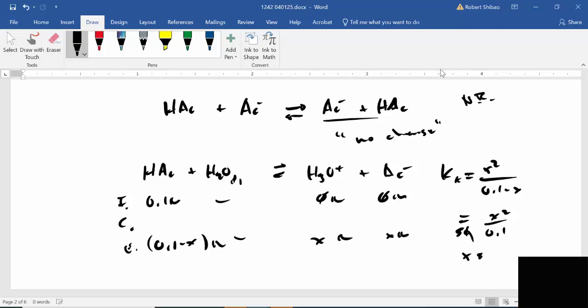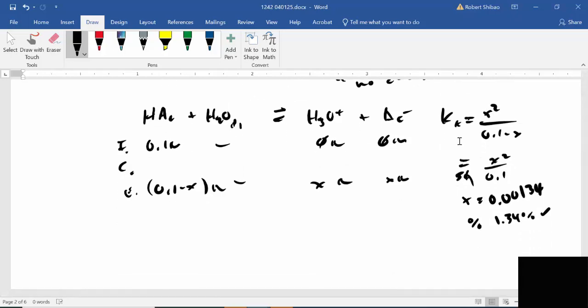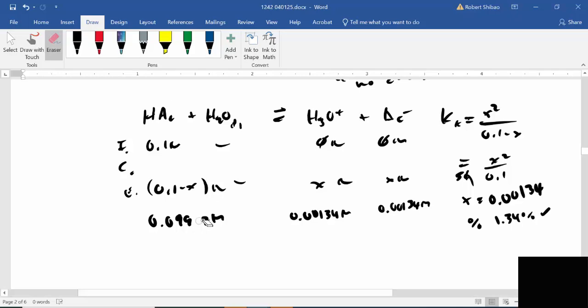And I get x is equal to 0.00134. And so the percent change here is 1.34%, which is better than 4% or whatever. I'm not going to bother with quadratic here. And so this is going to give me 0.09987, 0.00134, and 0.00134. Oops, I made a mistake here. Not 0.09987, 0.0996.